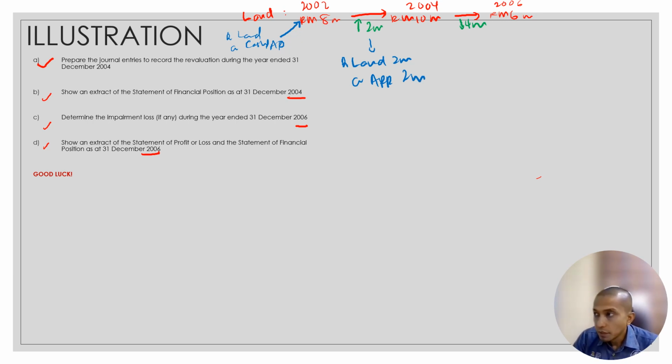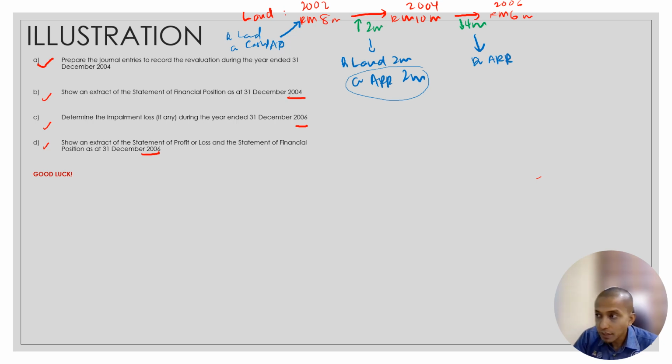Next, in 2006, what happened here is that the value of land is decreasing. So there is an indicator. We assume there is an indicator, it is not the revaluation, so the company does an impairment test. Based on the impairment test, we can see it is decreased by 4 million. How to record this decrease of 4 million? We have this ARR, so we need to eliminate this ARR. 4 million is more than ARR.